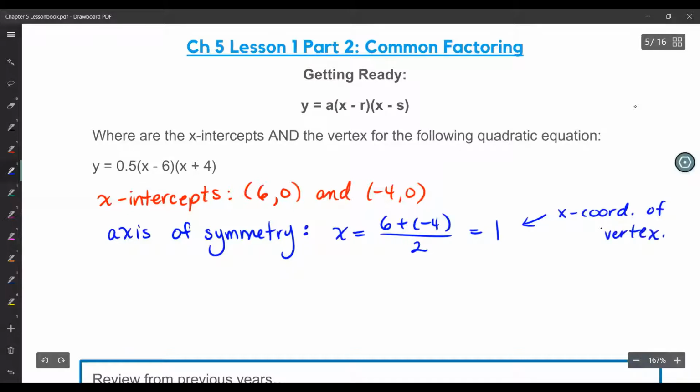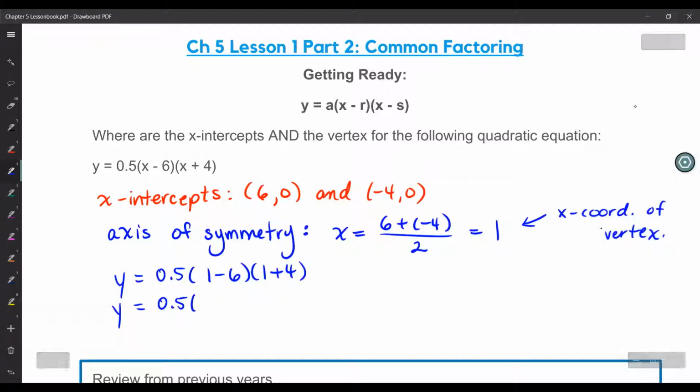So if I have the x-coordinate of the vertex, I should be able to just put it into my equation here and find the corresponding y-coordinate. So we're just going to sub in x = 1 and solve for the y that matches that x-coordinate. So -5 times 5 gives us -25. And then multiplying that by 0.5, we should get -12.5. So our vertex is 1, -12.5.